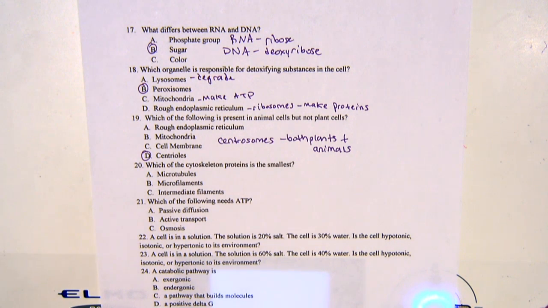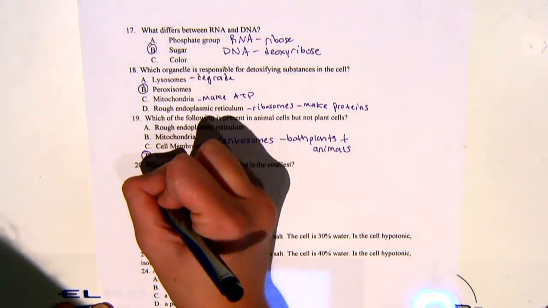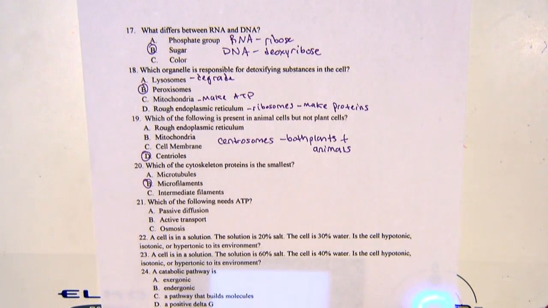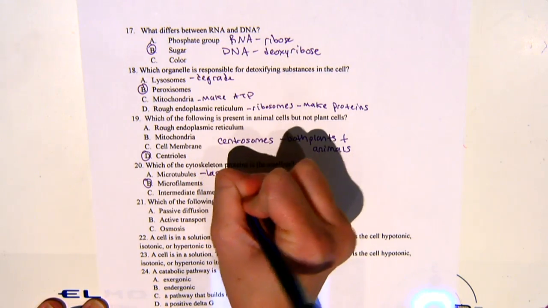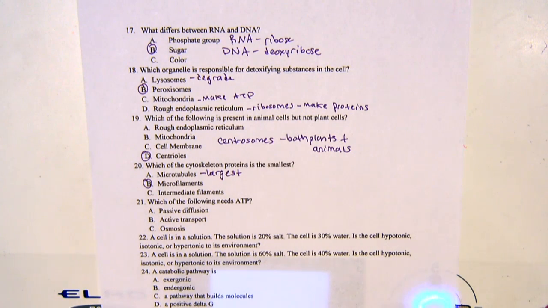Number 20. Which of the following cytoskeleton proteins is the smallest? These will be our microfilaments. Which ones are our largest? Microtubules. So then obviously that makes intermediate filaments the intermediate ones. They're in the middle.